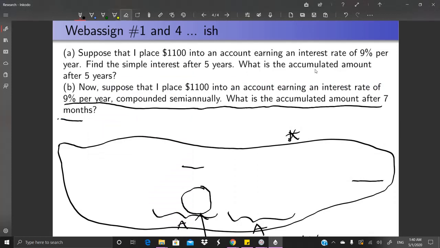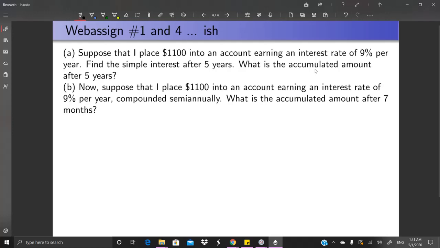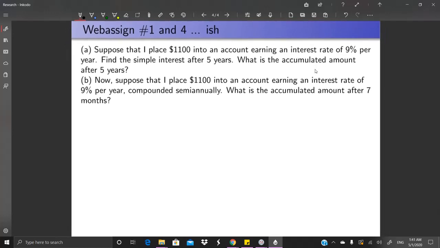All right, so the first example we want to take a look at involves simple and compound interest. So part A. We're placing $1,100 into an account earning an interest rate of 9% per year. Let's write down what we have so far.